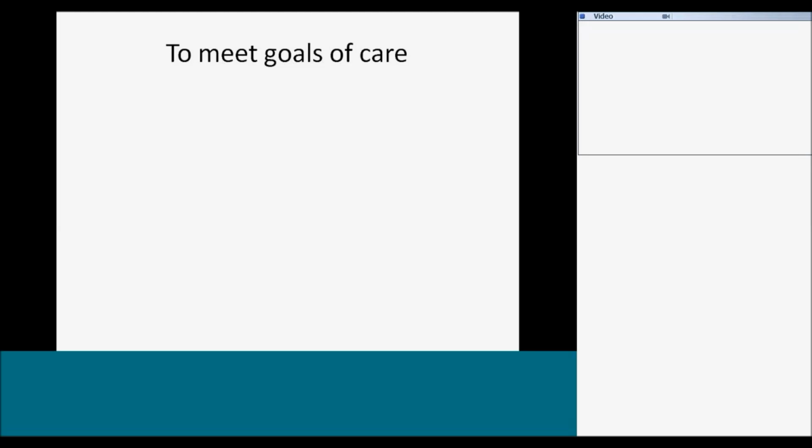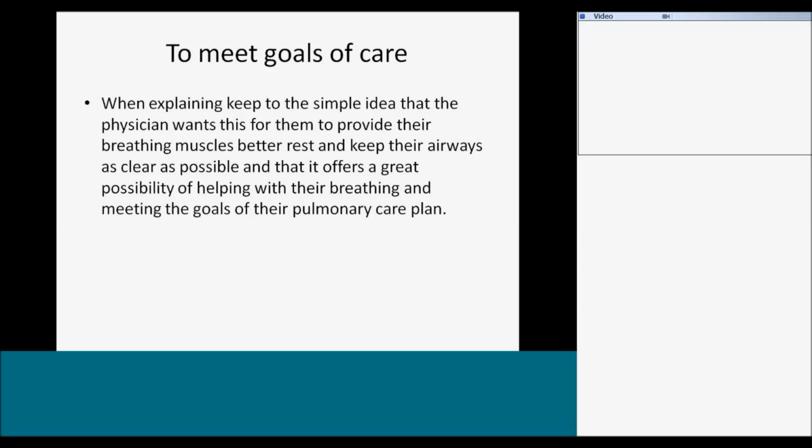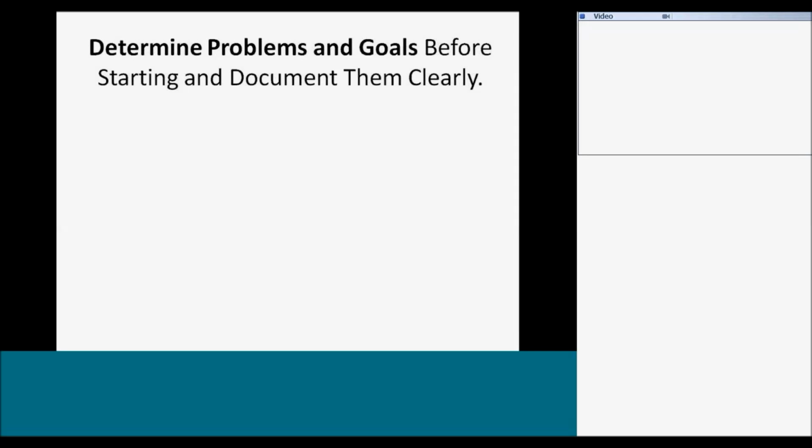Now, we are selecting settings for the patient based on goals. So you want to establish those goals with the patient, and you want to keep them simple. We don't really want to assert that we're prolonging their life. Our goals for the patient are really simple. We want to provide their breathing muscles better rest, keep their airways as clear as possible, and help their breathing. That basically is helping them to understand what the goals of the pulmonary care plan are, the care plan that the doctor has for them.